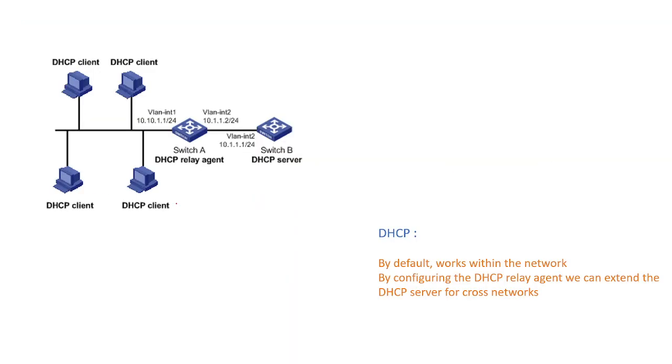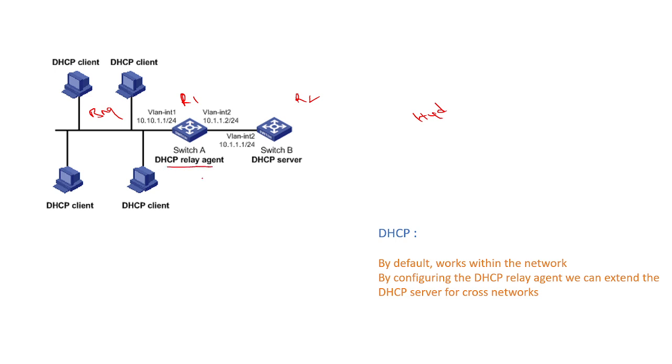If you look here, this is your Bangalore location and this is your router, R1. This is your R2. This is your Bangalore location. This is your Hyderabad location. So whenever the packets come here, in this router one, we have an option called DHCP relay agent.